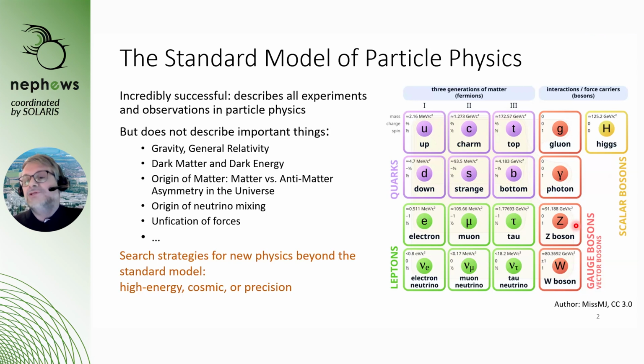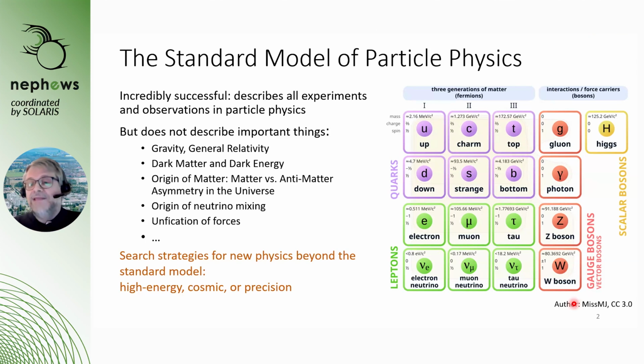But there's something in there which is not really described. We have no idea how gravity or general relativity fits in there. We know from cosmological and astrophysical observations that there must be something called dark matter or dark energy, and there's no candidate in the standard model which might explain that. It's also pretty embarrassing that our standard model does not give a reason why we even exist, because it cannot describe the dominance of matter over antimatter in the universe. It also does not tell us if there's unification of forces or where the neutrino mixing comes from, etc., etc.